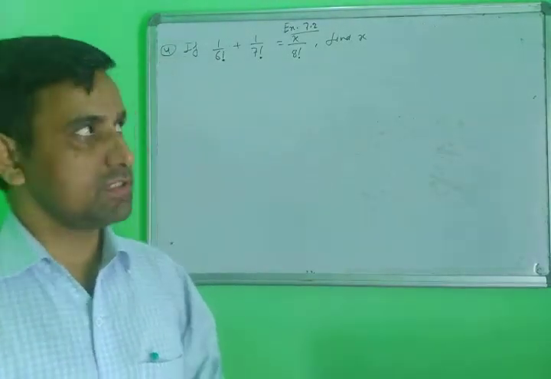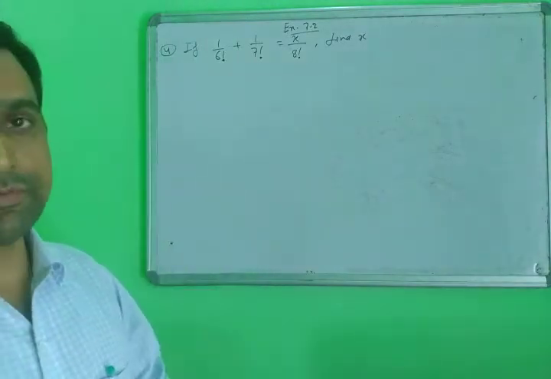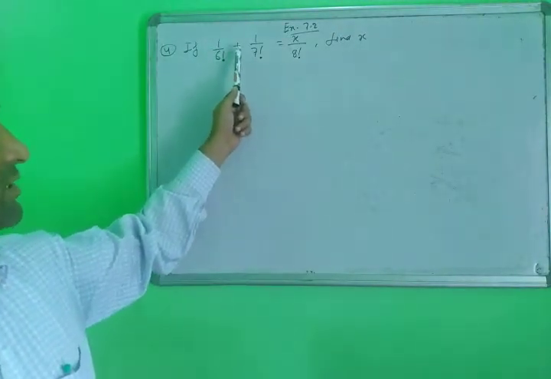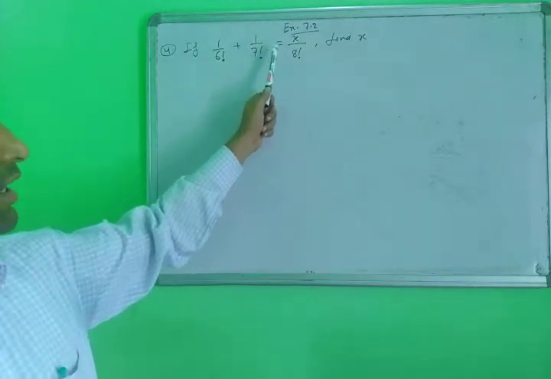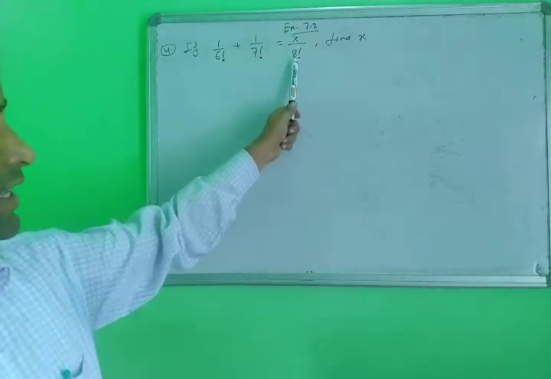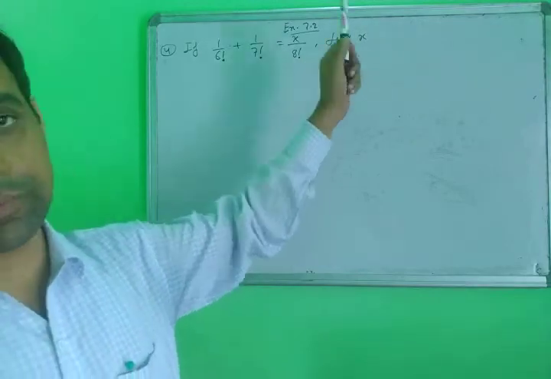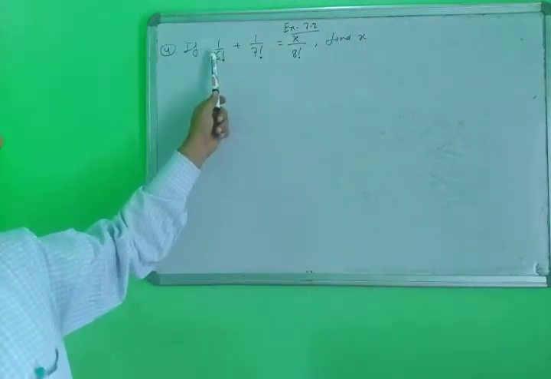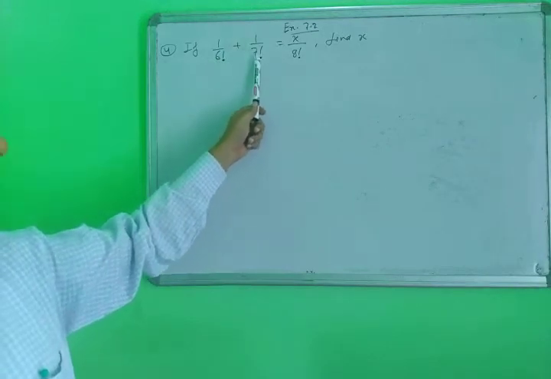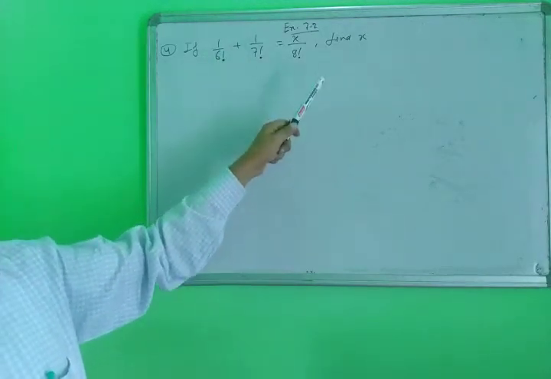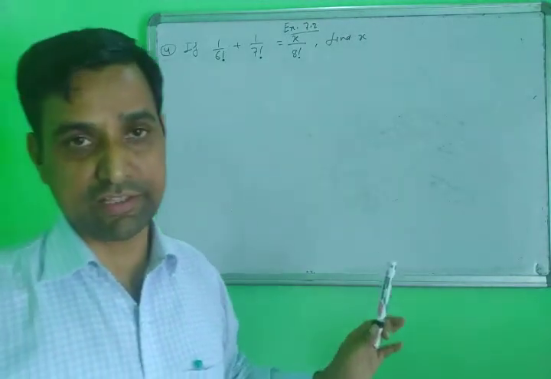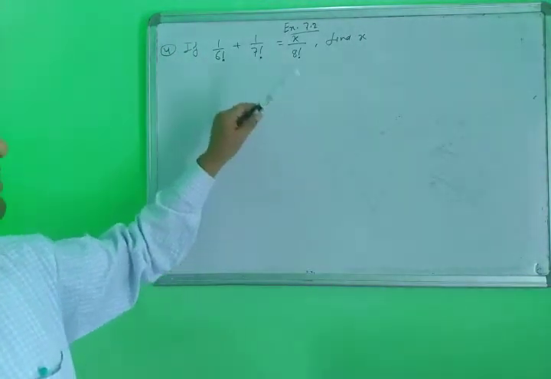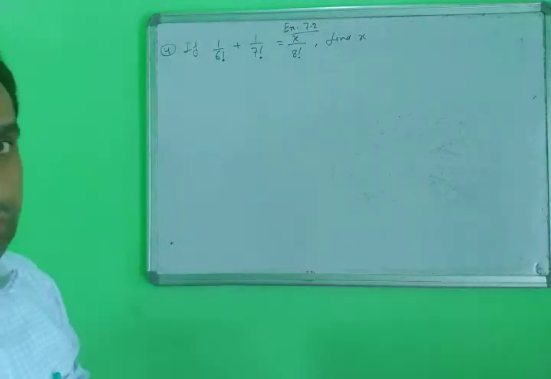Yes, then next question, question number 4. These are different types of questions. If 1 upon factorial 6 plus 1 upon factorial 7 equals x upon factorial 8, then find the value of x. Yes, now look here. Suppose you find the value of factorial 6 and factorial 7 and then take the LCM. The question is going to be very lengthy and time consuming. But how to make it shorter?